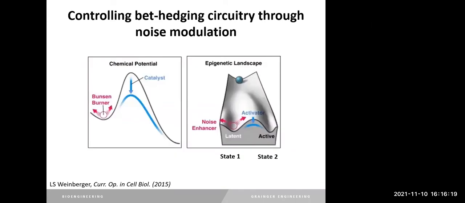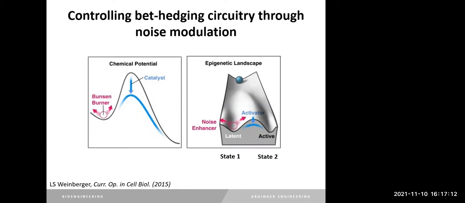So just to give you a little bit of perspective, what I'm trying to do with controlling bet-hedging circuitry through noise modulation is you can think about this conceptually as a chemical reaction efficiency where you can either use a catalyst to deterministically lower the activation energy barrier on a potential energy landscape, or alternatively, you can introduce thermal fluctuations, for example, with a Bunsen burner, in order to get additional chemical reactions to occur. The analogous situation on the right is if you look at Waddington's epigenetic landscape, where a cell is represented by a ball or pebble at the top of the hill and can make various fate decisions or state transitions based on forks in the landscape.